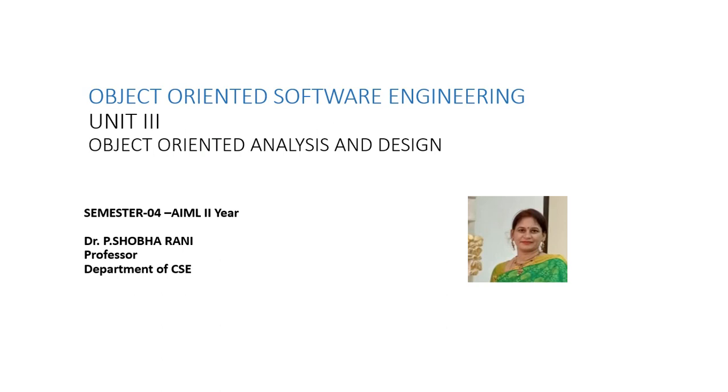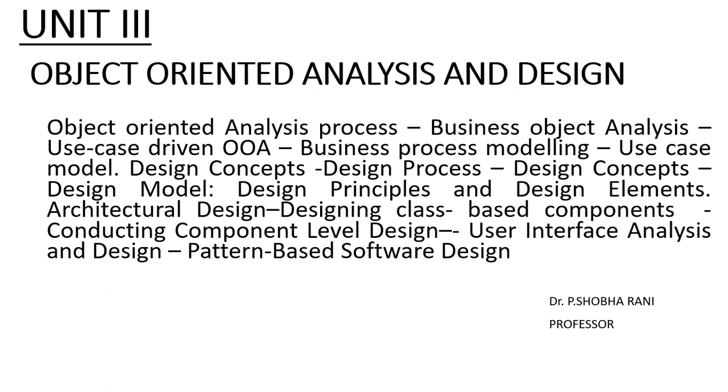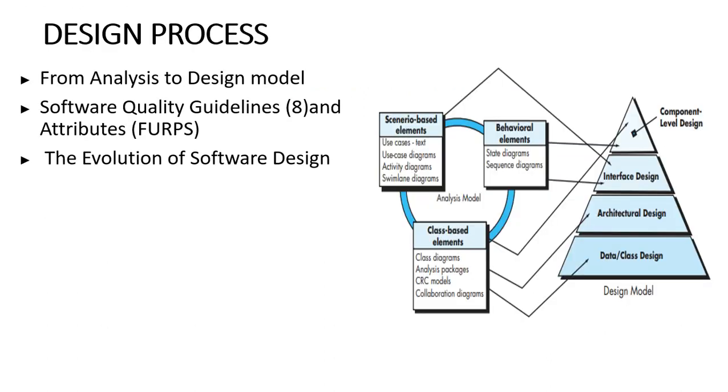Today we will see object-oriented analysis and design. As we know, analysis and design is the third part of object-oriented software engineering. There are five parts in object-oriented software engineering. The first part is communication. The second is planning. The third is design. The fourth is coding. The fifth is deployment.